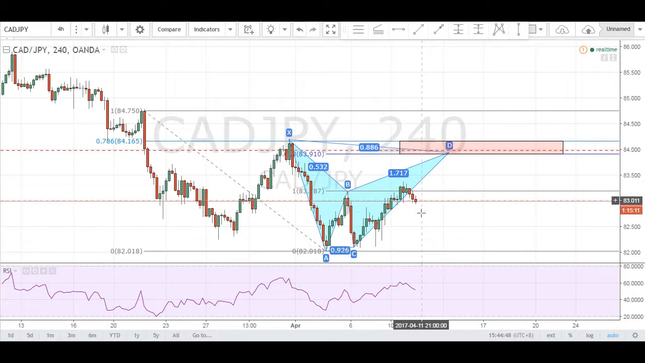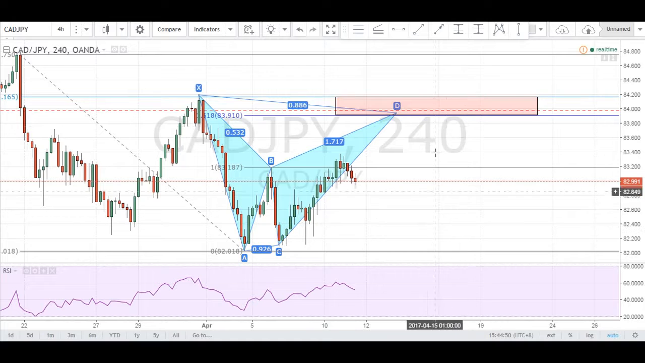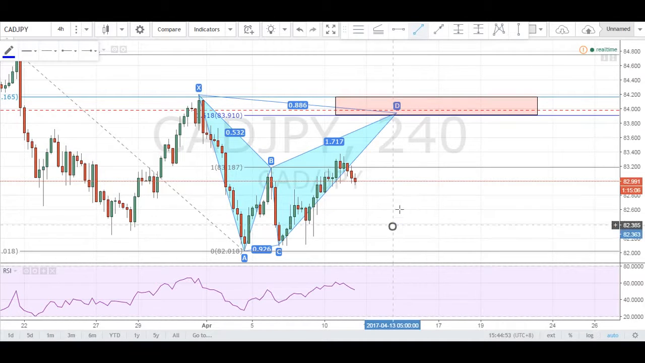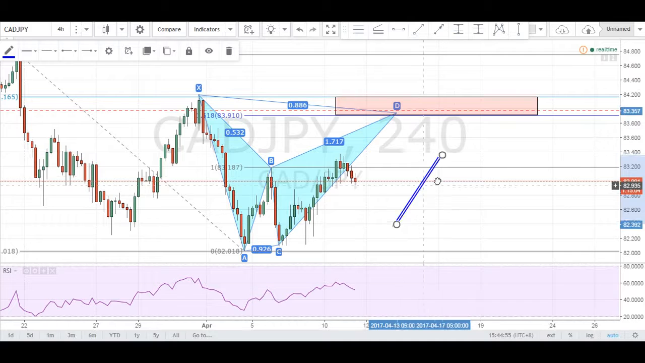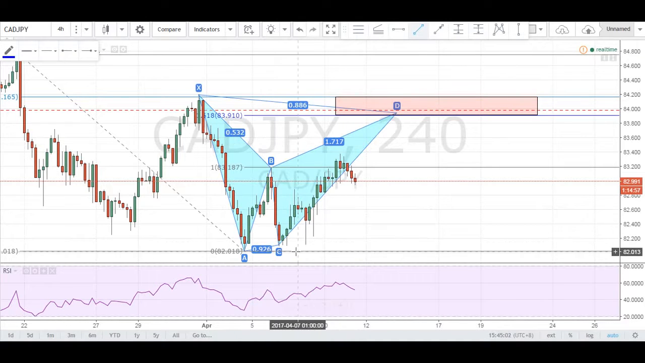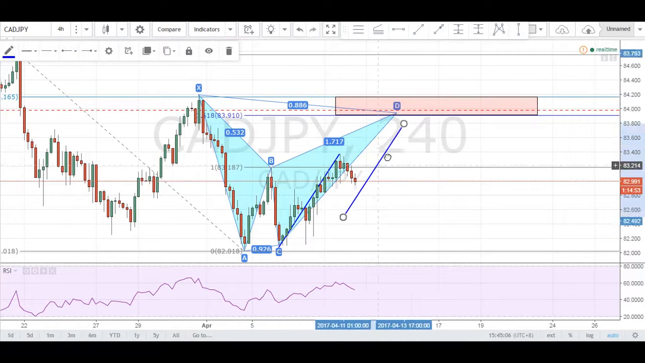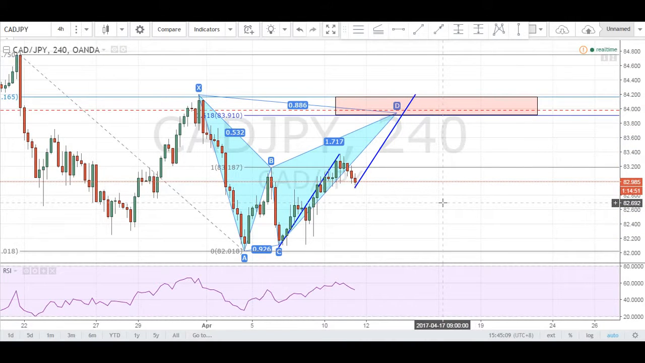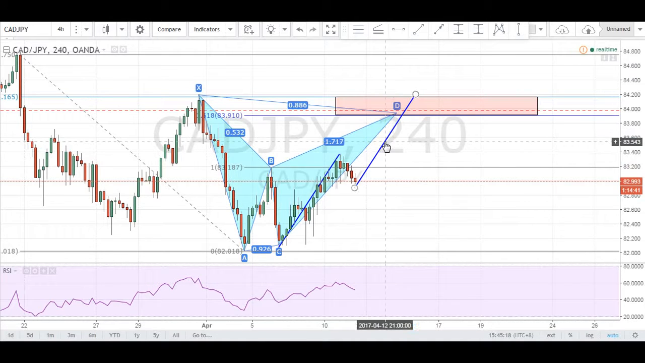If you want to get more fancy with this, you can possibly use an ABCD pattern. An ABCD pattern means we have an AB move, and if you just copy and paste it, it's the same move, the same value. So we can use this leg right here, A to B, and if I were to copy and paste that, let's see where it ends up. The ABCD pattern completes slightly above that zone of our two patterns, our bearish cipher and our bearish bat. So this would be a very good trading opportunity.